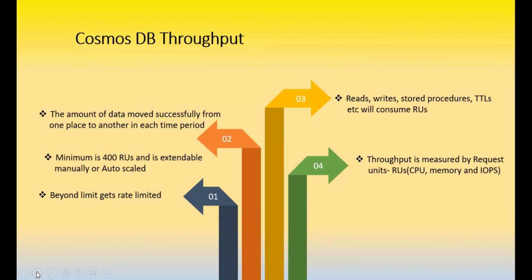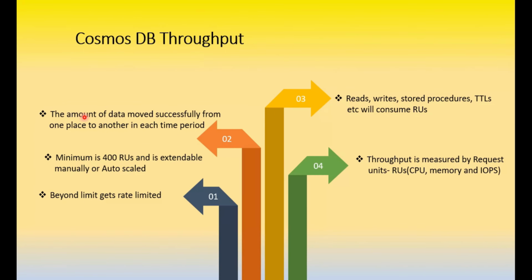Before jumping into the different ways of defining throughput, let us understand what throughput is in Cosmos DB. You might have already heard about throughput if you are familiar with RDBMS or relational databases, or with networking concepts. Throughput is simply the amount of data that is moved successfully from one place to another in a given time. This is the generic definition of throughput, basically a networking definition. This will hold good for Cosmos DB throughput as well.